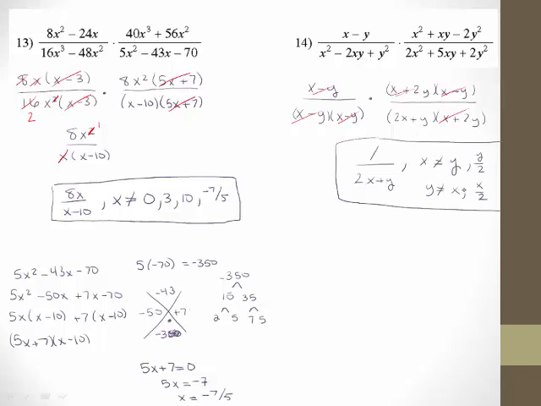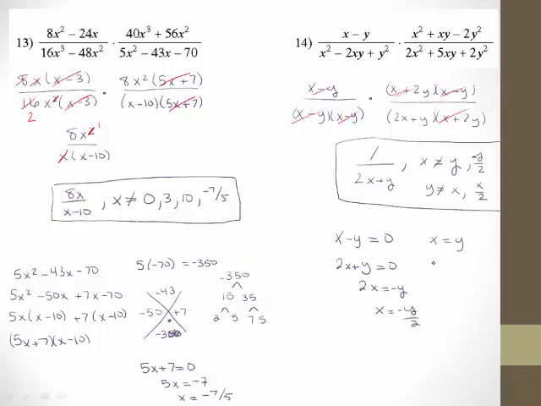Now my excluded values were a little bit different. I had to solve this for both x and y. So x equals y. So x cannot equal y, and y cannot equal x. And then I have 2x plus y equals 0. So that gives me 2x is equal to negative y. Sorry, that should have been a negative there. Which gives me x is equal to negative y over 2.